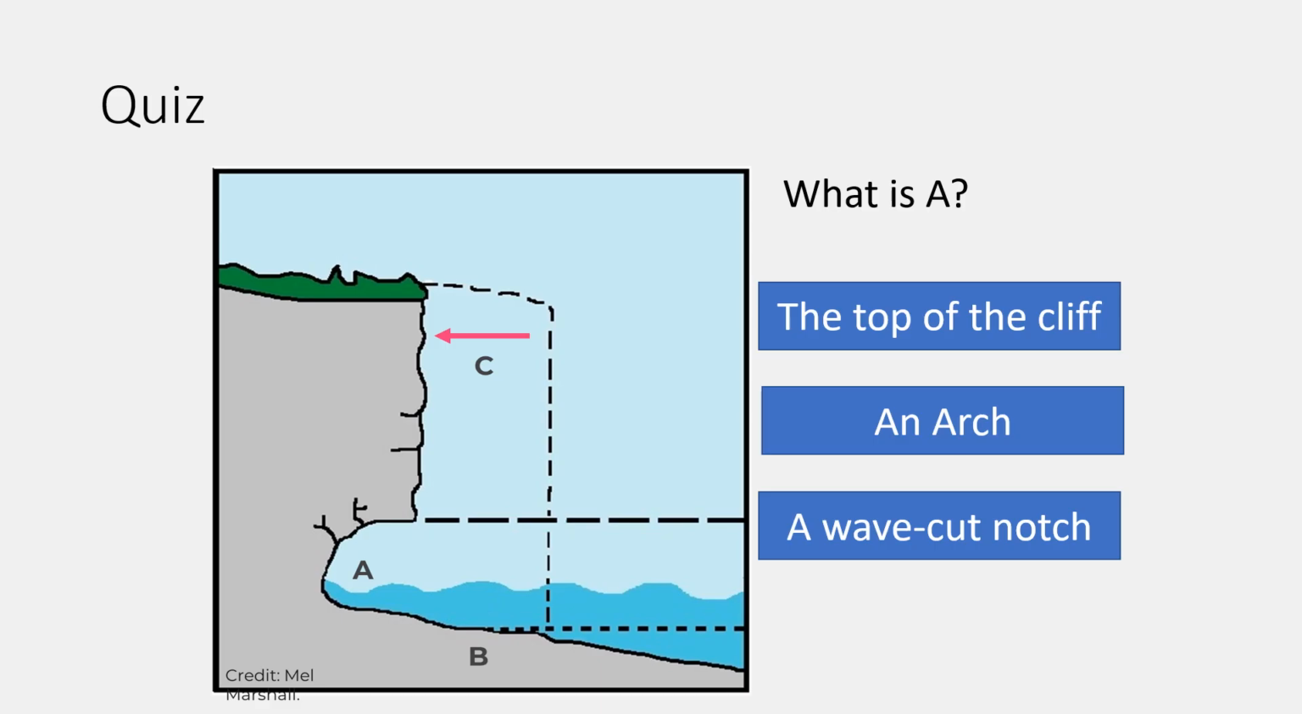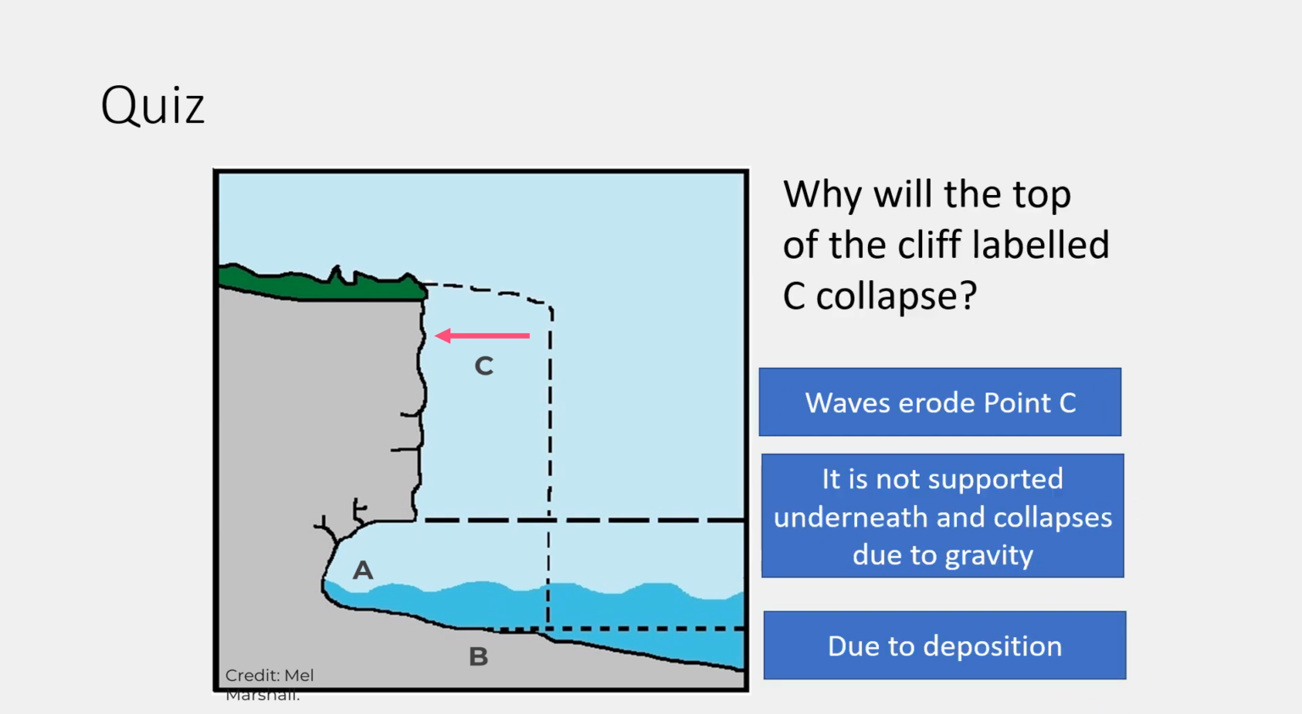So we've got a quiz. So, what is A? You should have written down A is a wave cut notch. What is B? B is a wave cut platform. And finally, why will the top of the cliff labelled C collapse? And that's because it's not supported underneath and will collapse due to gravity.